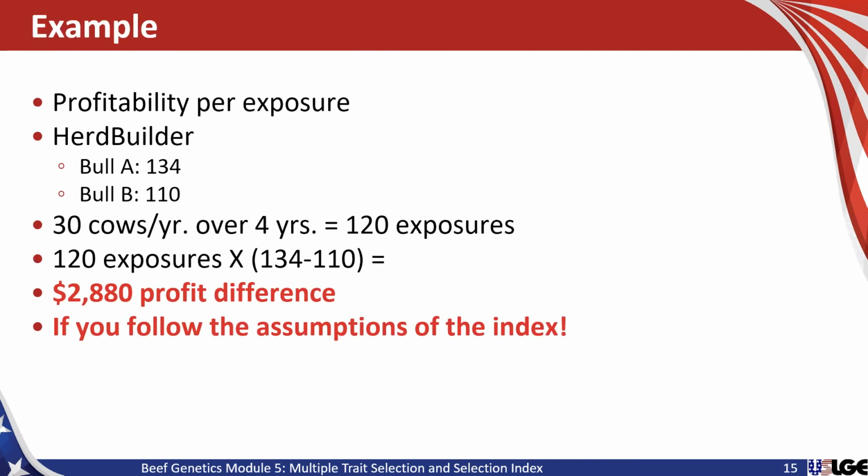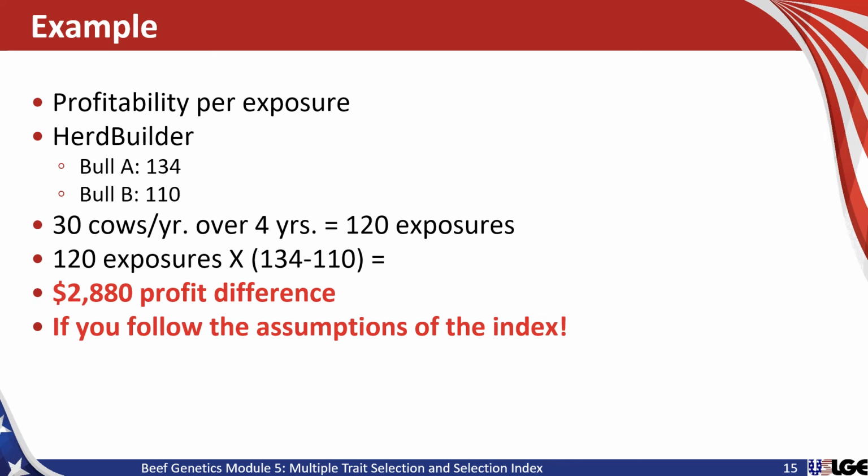Here's an example of putting an index to work in practice. The differences in index values are a measure of net profitability per exposure. And here, this example is using the Red Angus Herd Builder Index. I have two bulls, Bull A and Bull B. The difference in their index values is 24.